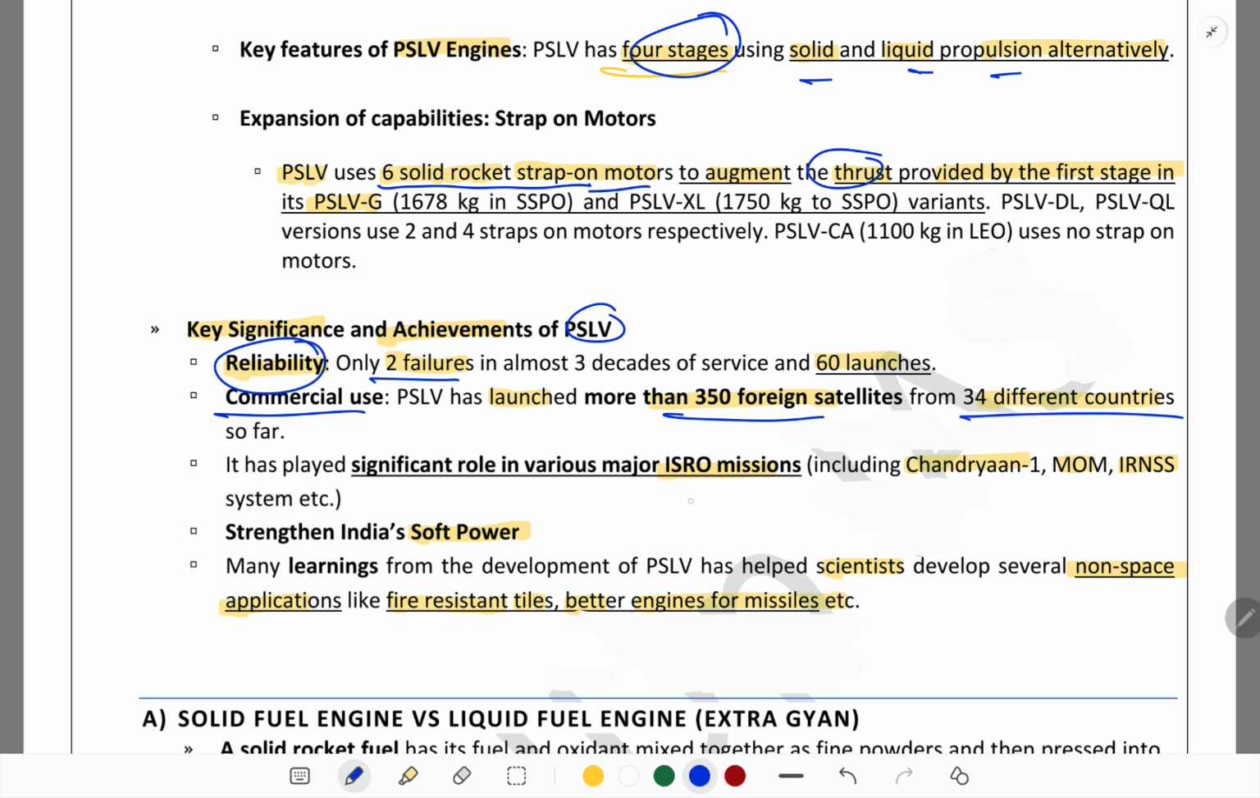We have completed missions like Chandrayaan, MOM and the IRNSS, Indian Regional Navigation Satellite System. Navik, maybe you have heard of Navik. You can say that Navik is the GPS of India. GPS is the Global Positioning System, which is of the US Navy.